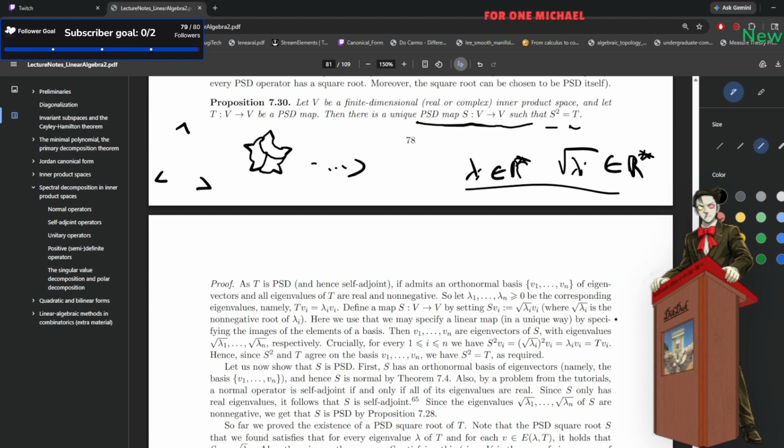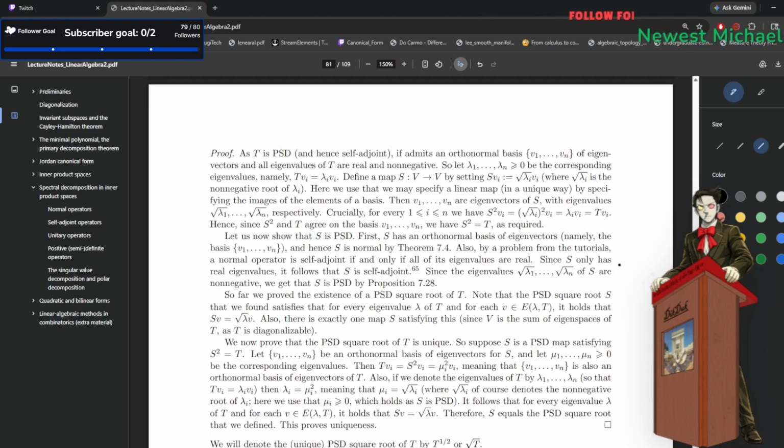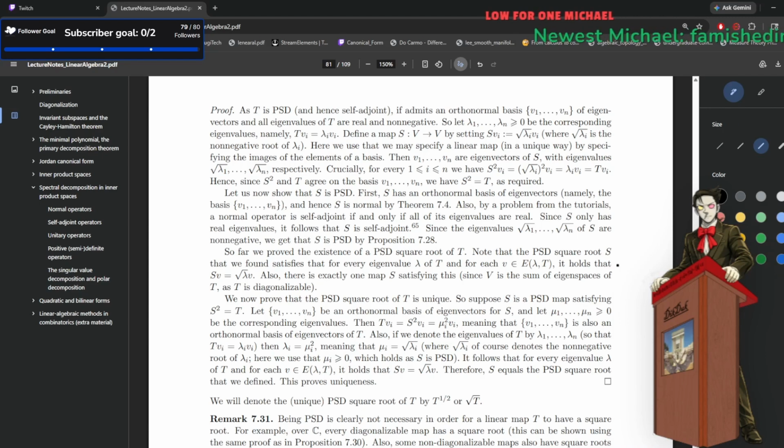Anyways, here we use that we may specify a linear map in a unique way by specifying the images of the elements of a basis. And v1 through vn are eigenvectors of S with eigenvalues root lambda 1 through root lambda n, respectively. Crucially, for every 1 less than or equal to i less than or equal to n, we have that S squared vi is equal to root lambda i squared vi, which is lambda i vi, which is equal to T vi. Hence, since S squared and T agree on the basis v1 through vn, we have that S squared is equal to T as required. Let us now show that S is positive semi-definite.